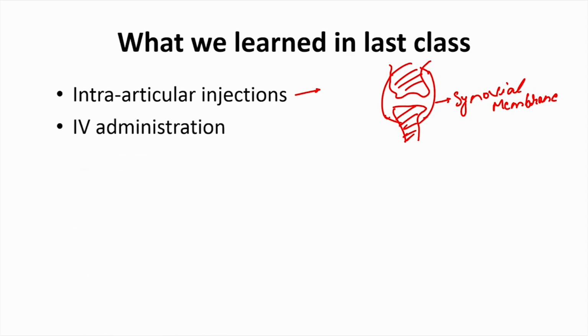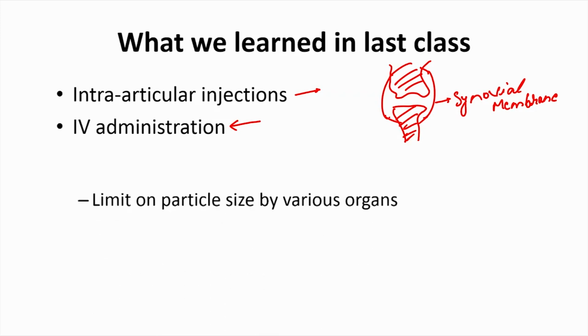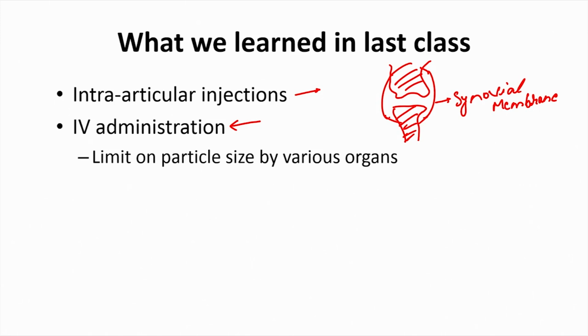Then we started IV administration, one of the most widely used methods in clinics, especially for things that you want to have instant action on the body. We then discussed various organs that put the limit on a particle size. If you want to do a controlled release through some bioengineering approaches, we discussed that first of all the kidney will clear things below 6 nanometer, or below 10 nanometer. So, you want the particle sizes to be above 10 nanometer.